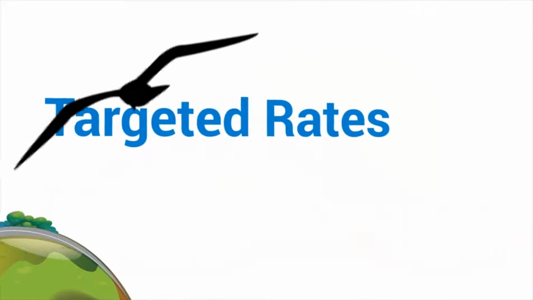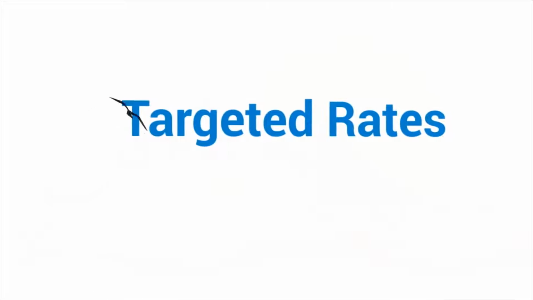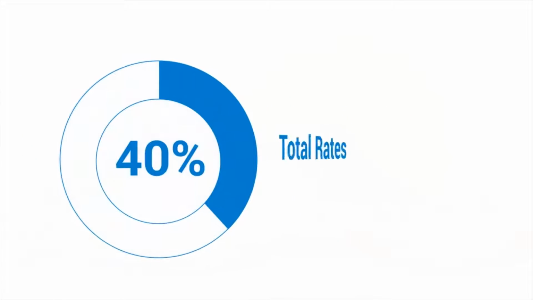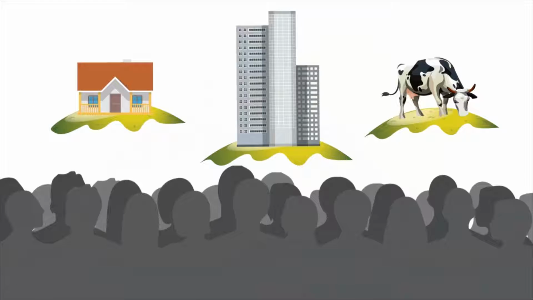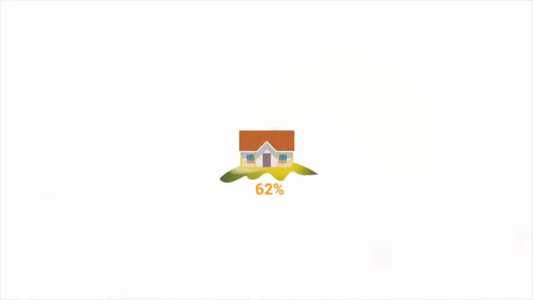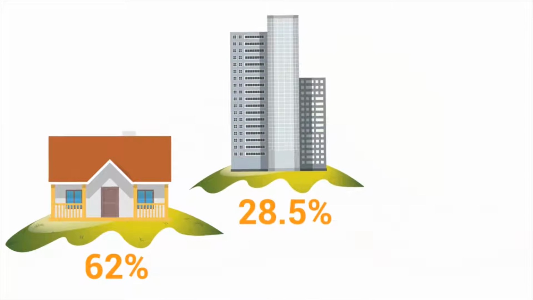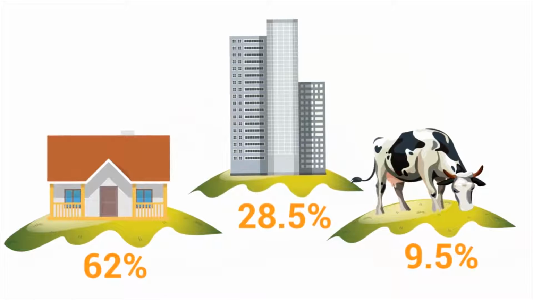We use targeted rates where there is a strong link between the ratepayer and the service provided, such as those connected to our drinking water and wastewater systems. This brings in about 40% of our total rates. The other 60% comes through from general rates, which are shared between all ratepayers, who are grouped into 3 rating sectors. Residential ratepayers contribute 62% of the general rates, while commercial is 28.5% and rural 9.5%.